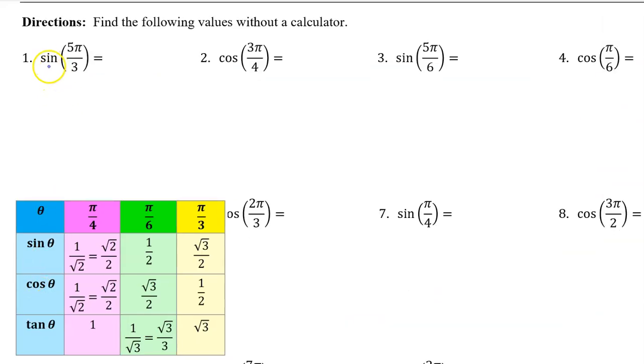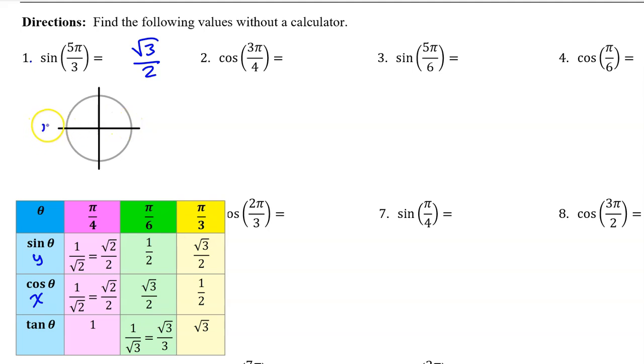Number 1. The sine of 5 pi over 3 is the same as the sine of pi over 3, which is radical 3 over 2. Except that the sine of 5 pi over 3 might be negative. Here's a unit circle, a circle with radius 1. On the unit circle, sine is a y value and cosine is the x value. Whether this is positive or negative depends on what quadrant 5 pi over 3 lands in.